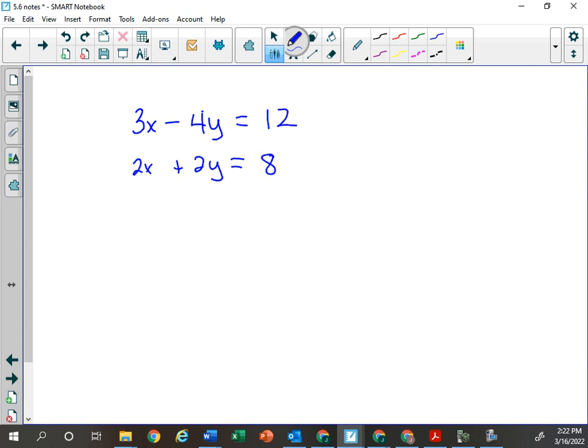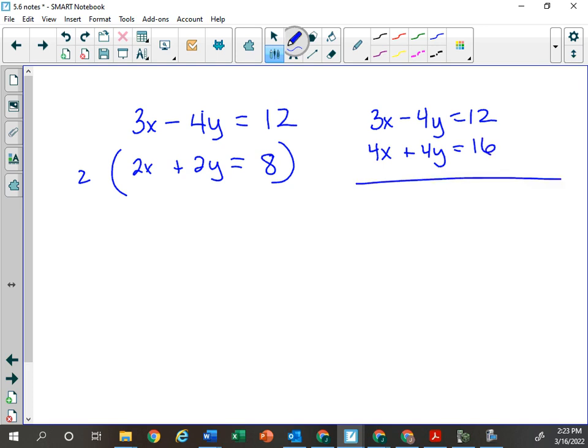It's still easier than whatever this is. Yeah, so here's the top one. I would take this times 2. So 4x plus 4y equals 16. Add them together. 7x. What happens to the y's? Okay, and what do I have here? 28. Look at that. I made a good one, guys.